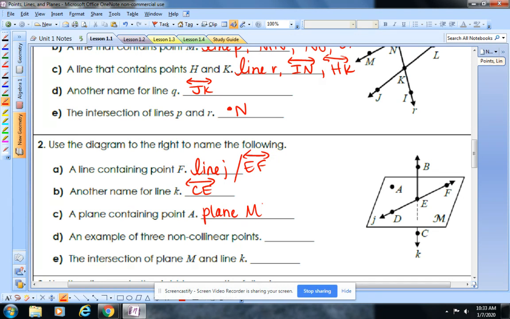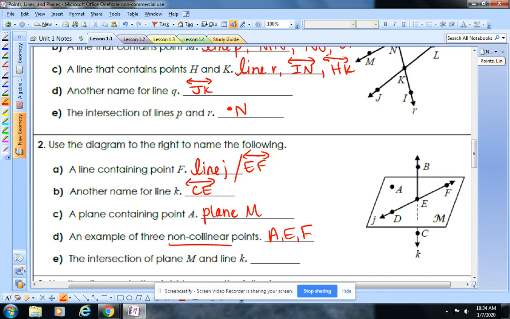D says an example of 3 non-collinear points. So all 3 of them cannot be on the same line. 2 of them can be on the same line, but all 3 of them cannot be. So somebody give me 3 points where all 3 are not on the same line. A, E, and F. Okay? So anything like that. You couldn't do D, E, and F, right? Or B, C, and D. So somebody give me another example of 3 non-collinear points. A, B, and E. Very good. Those are also non-coplanar, aren't they? Because B is not in the same plane as the other two. Good job. So y'all see what we're doing?